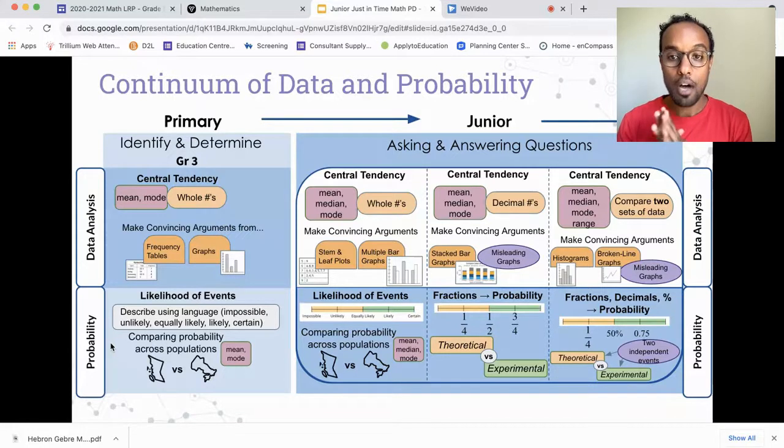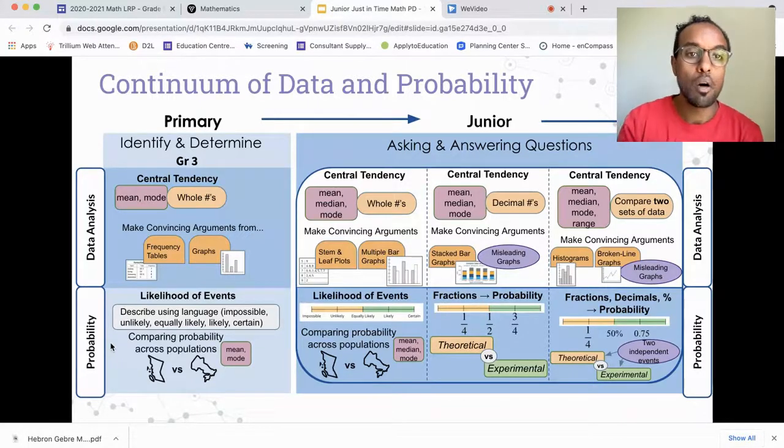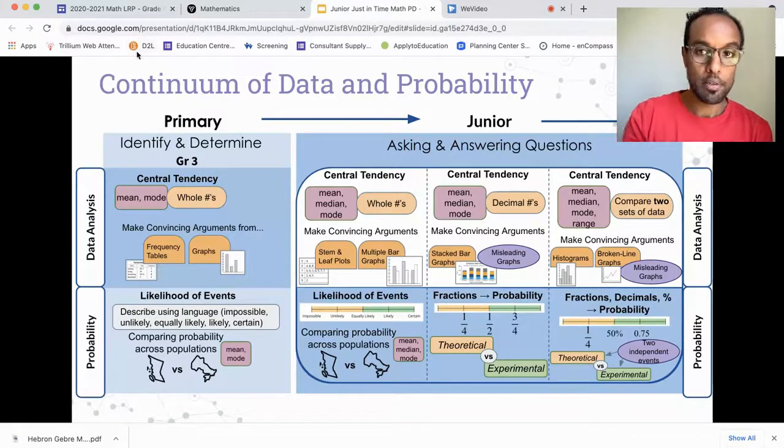And then in grade 5, we get into representing probability through fractions numerically, and then the idea of theoretical versus experimental probability. And then in grade 6, that continues when we add decimals and percents to representing probability, but also we are dealing with two independent events, that connects to what has been done in data analysis, two sets of data, and connecting theoretical versus experimental probability for those events. So that's a big overview of what the continuum of data and probability looks like across the junior grades.